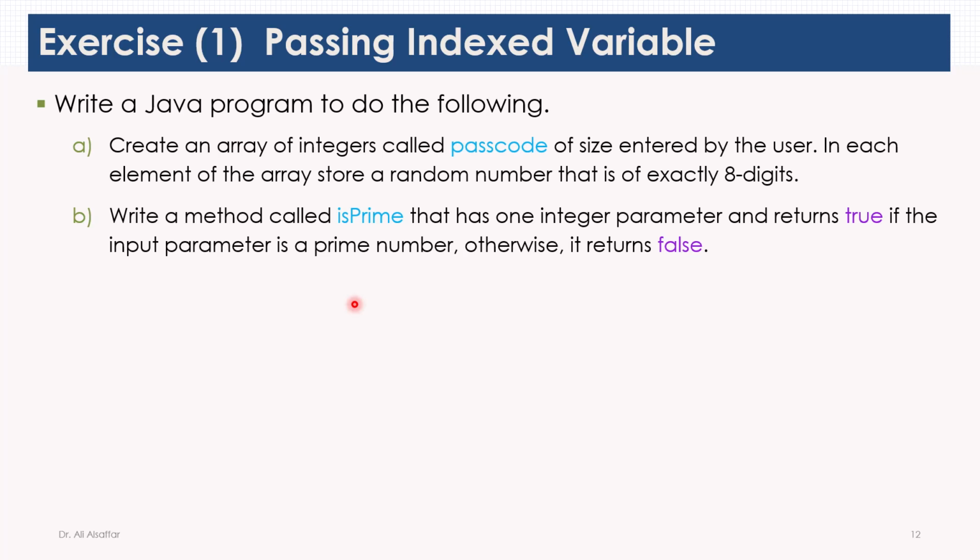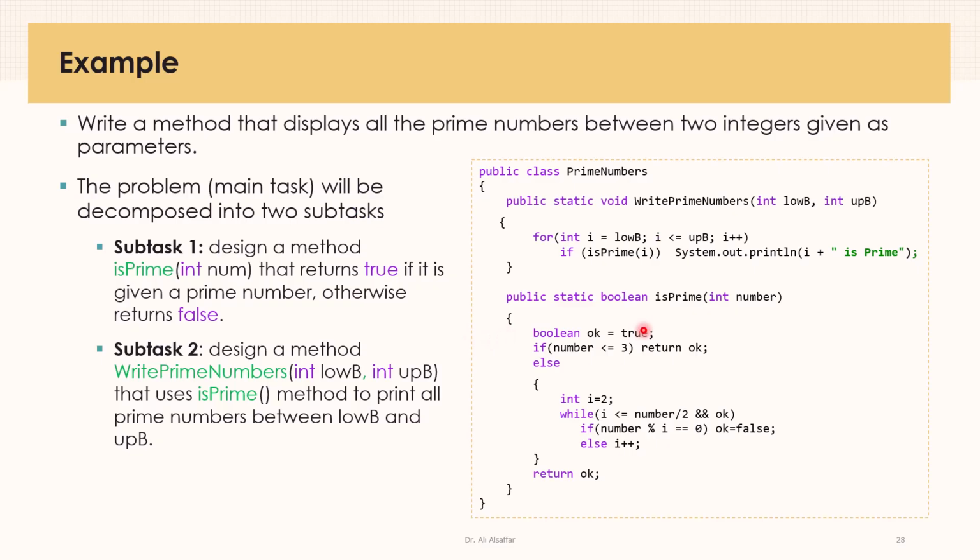Let us see the implementation of this method. Here is the implementation of the method isPrime. We wrote this method when we wanted to write a method that displayed all the prime numbers between two integers given as parameters. The problem was divided into two subtasks. The first subtask was to write this method. So let us copy this method to JGrasp and try to explain briefly how it works.